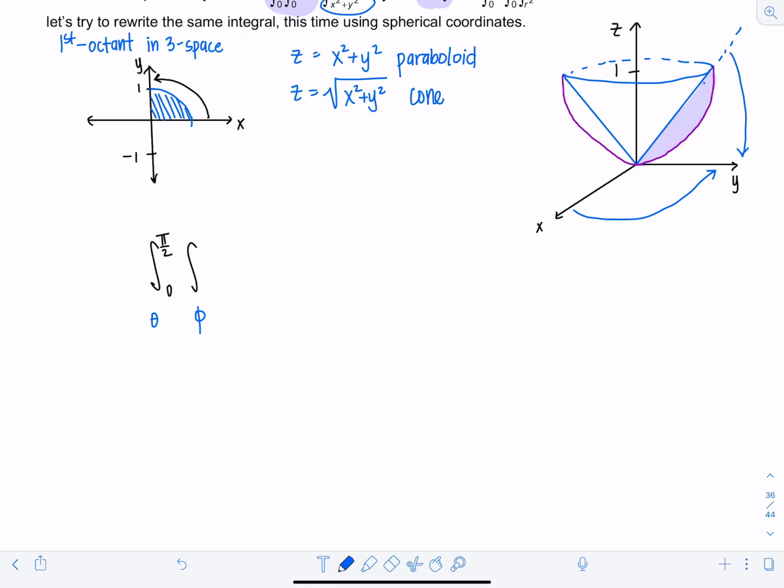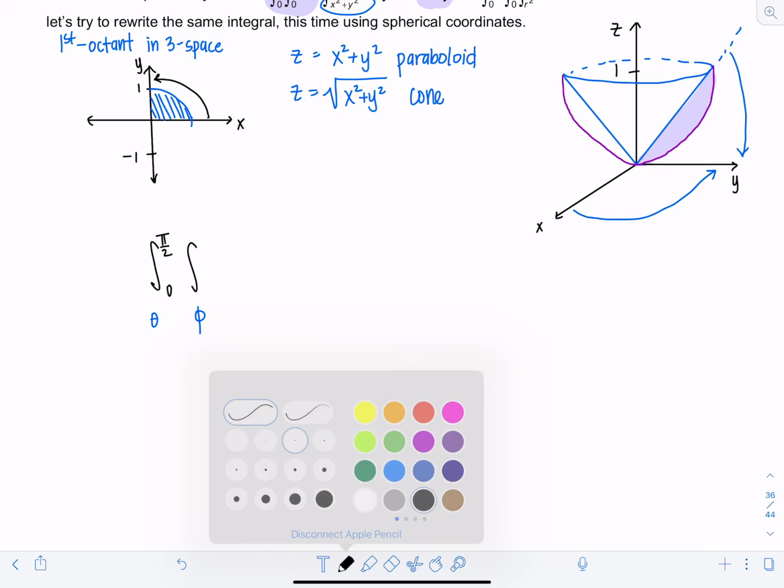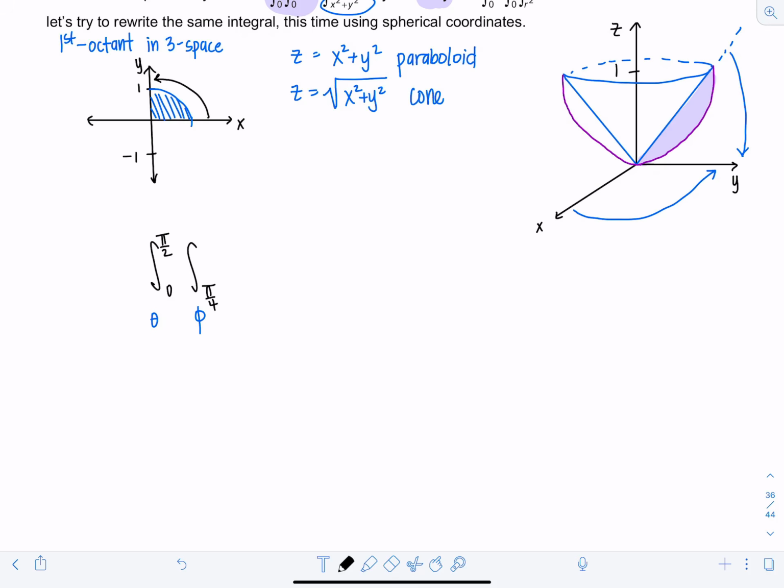Right? Look at your solid. It doesn't start when phi is 0. It starts when phi is pi over 4. And it stops, well, this paraboloid goes all the way down to pi over 2, doesn't it? Okay, so be careful. So pi over 4 to pi over 2. Now it's time for rho.